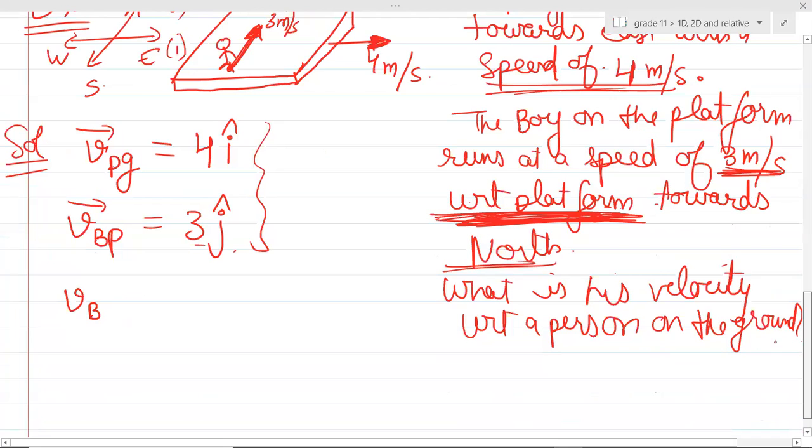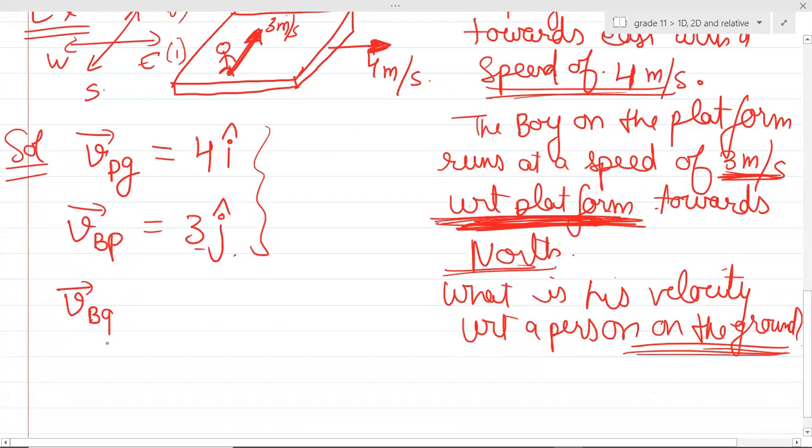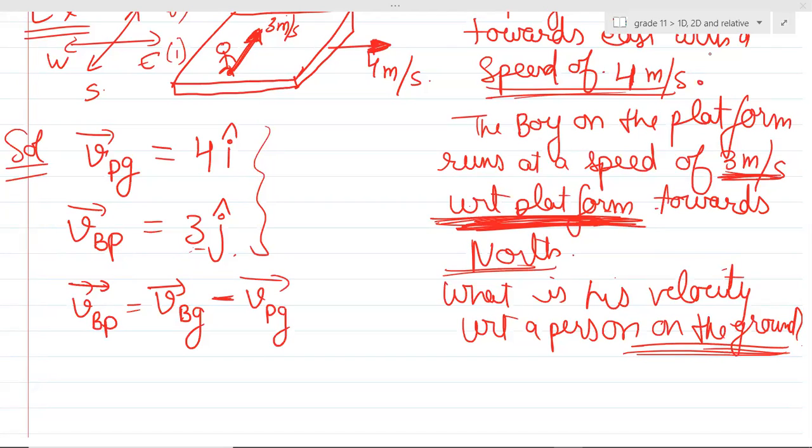With respect to ground. So velocity of boy with respect to ground. Can you see over here, by the concept of relative motion, can I say this particular thing? That velocity of boy with respect to platform is velocity of boy with respect to ground minus the velocity of platform with respect to ground. No, not 1 meter per second. It's I cap and J cap. Can you see it? Two dimension. It's two dimensional, not one dimension. So VBP is equal to VBG minus VPG.